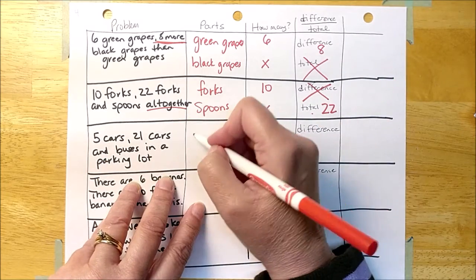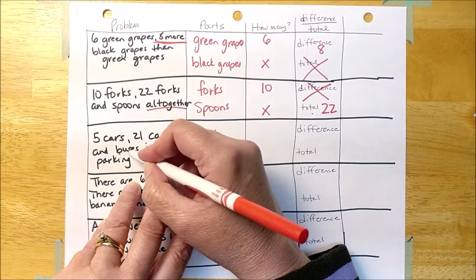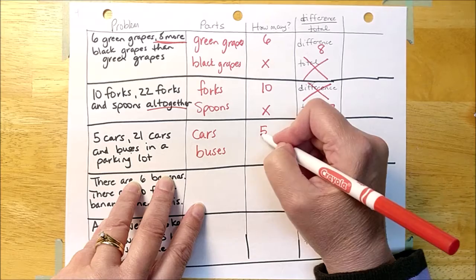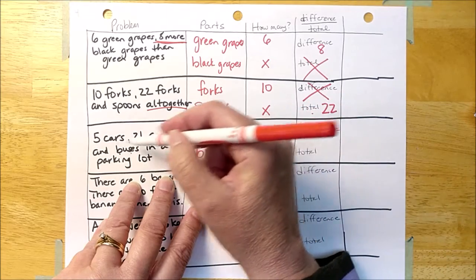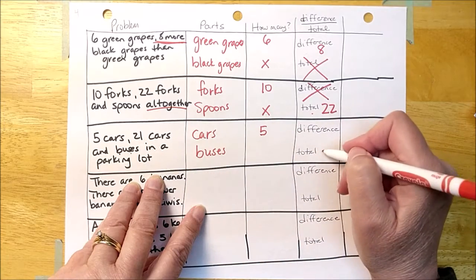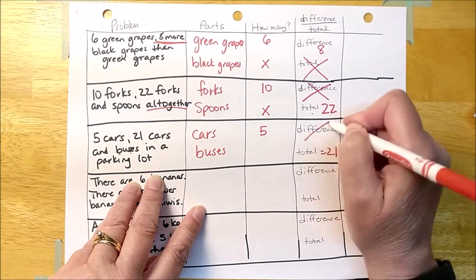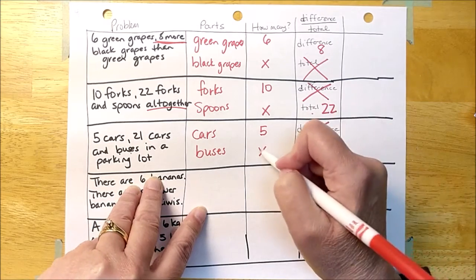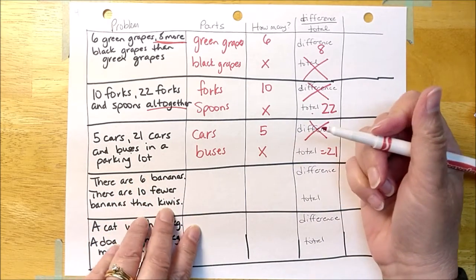Here I have cars, and I have buses. I know that I have 5 cars, and there are 21 cars and buses in the lot, so that is my total. So I know my total is 21, so I am not going to be looking for my difference. So what I want to know is how many buses there are.